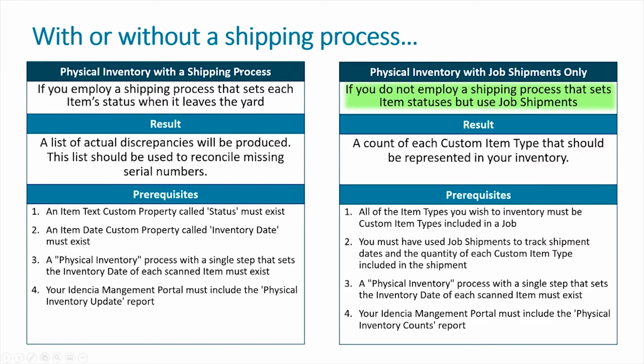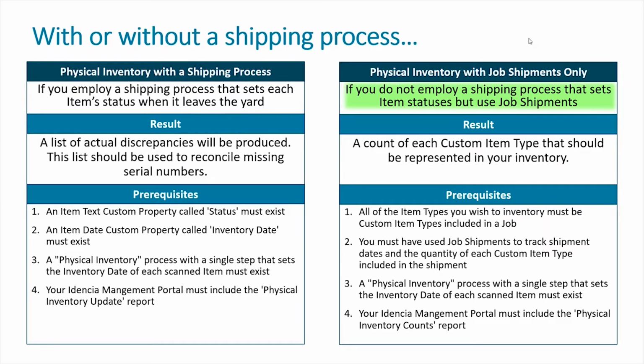The difference there is that the job shipments functionality does not track the actual items that were shipped. It only tracks what was in the shipment. So 2 of item type A and 3 of item type B were in this shipment, but it's not going to tell you the exact serial numbers. Job shipments don't track the actual serial numbers, just the item types included in each shipment.